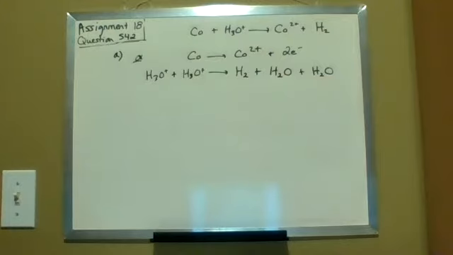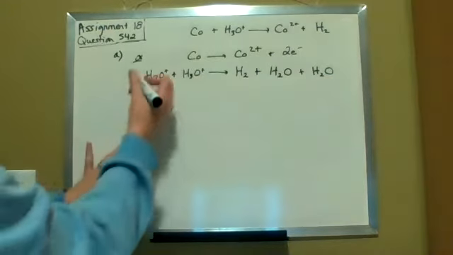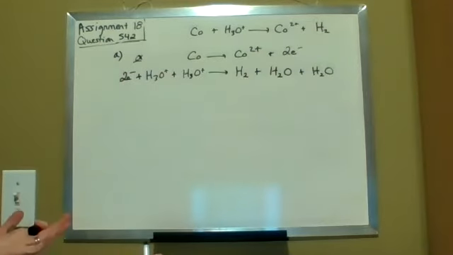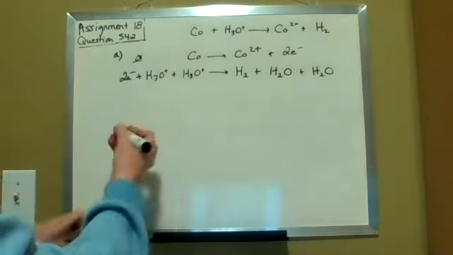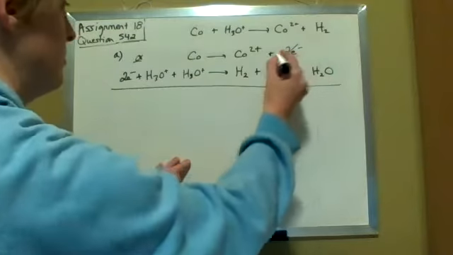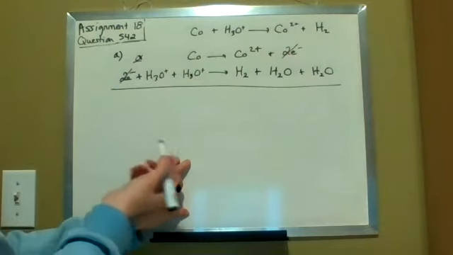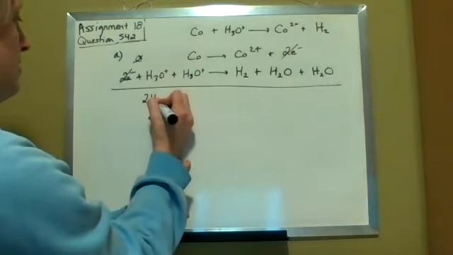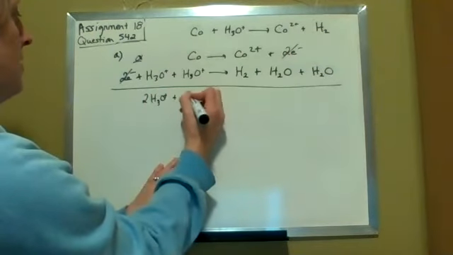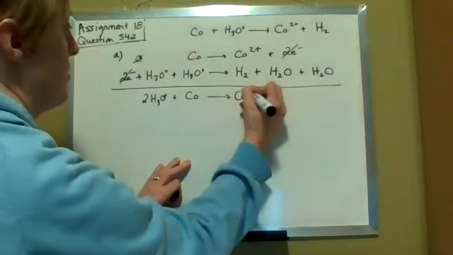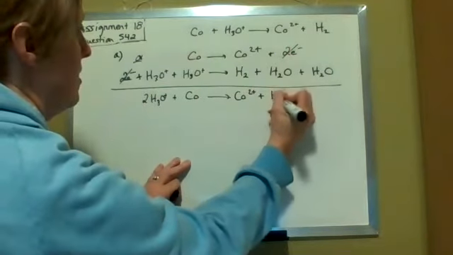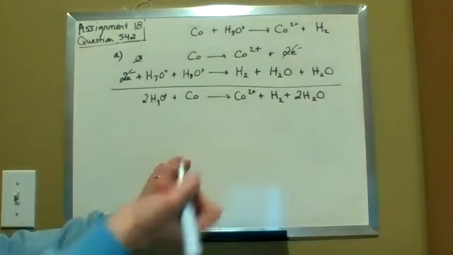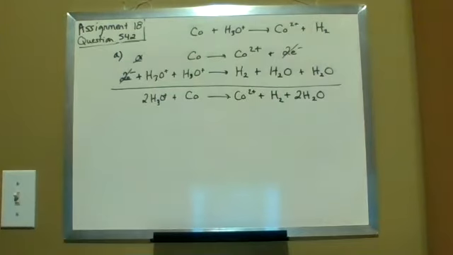Next comes charge. So I have no charge over here, plus 2 over here, so I need to add 2 electrons. At this stage we can add these 2 together, 2 electrons in each case. So we don't need to do anything to these reactions in particular, we can just cancel our electrons out. We're going to have 2 hydronium, cobalt going to cobalt 2 plus, H2, plus 2 waters. Okay, so there's our balanced overall equation.